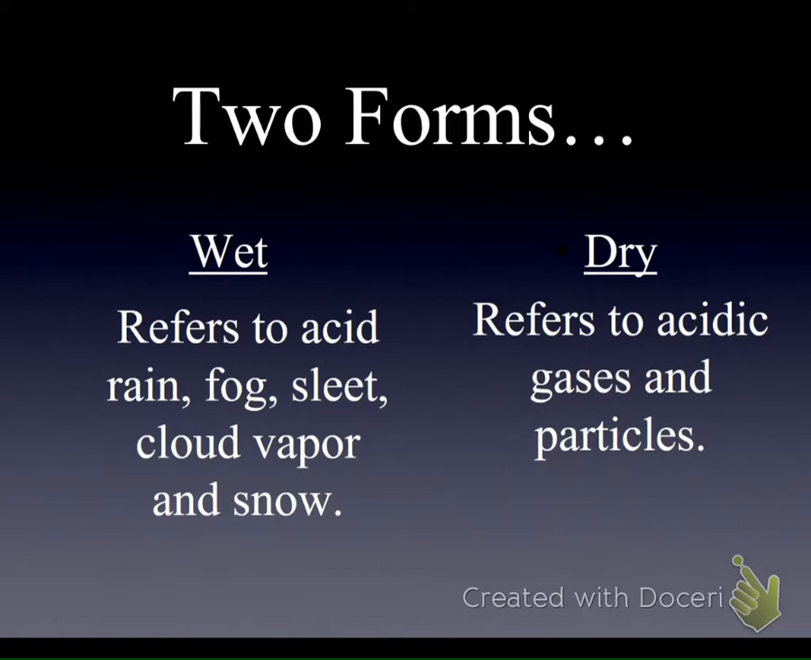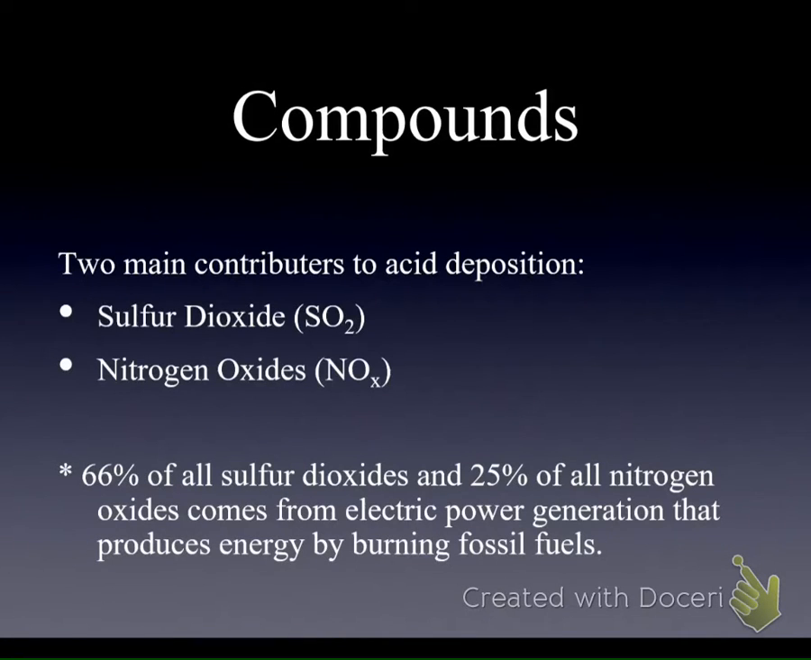There are two forms of acid rain, acid precipitation. One of them is wet, so it's known as acid rain, acid fog, sleet, cloud vapor, snow. All of those come down on moisture, whereas it can also come down dry, on particles, where the particles become acidic. Now, the compounds that are responsible for the acidity are sulfur oxides and nitrogen oxides, NOx and SOx. And you will hear that in various places, where 2/3 of all the NOx and SOx that is out there is typically from coal-burning plants.